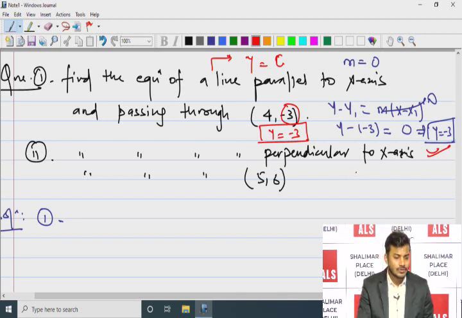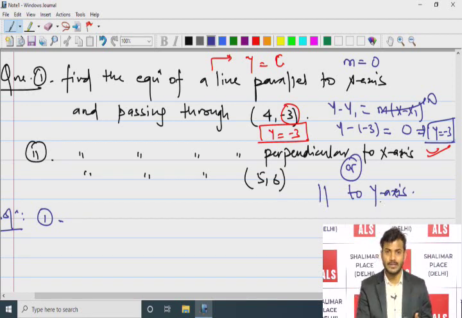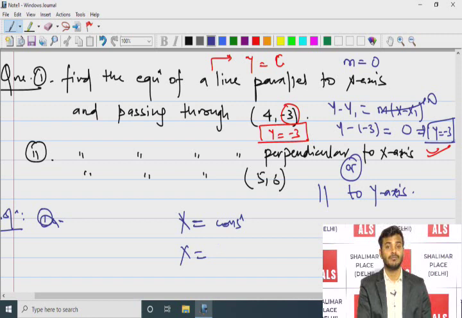Okay. So without applying this complete m, x1, y1 method, can you directly find out the answer? Yes. Perpendicular to x-axis means parallel to y-axis. Let me write here, parallel to y-axis. Now if the line is parallel to y-axis, it means x equals some constant. Right? Now what is that constant? It has to pass through 5 comma 6. So certainly 5, this x coordinate does satisfy. That means x equals 5.